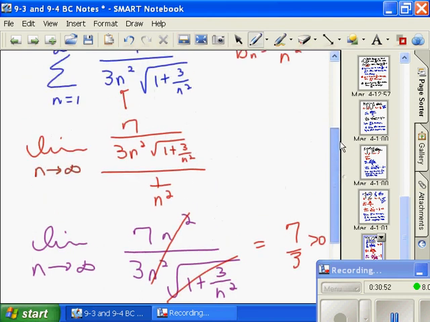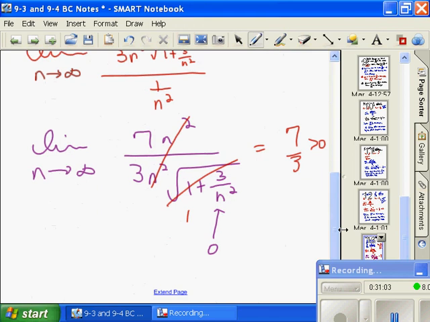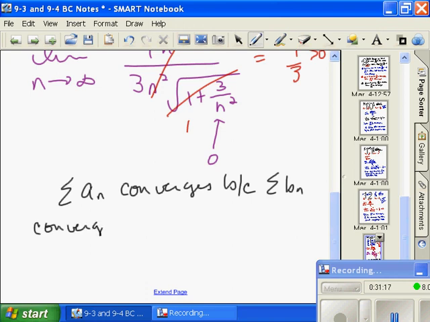Well, go back. What do we have? I forgot what we did. Oh, I have a p-series again, where p is greater than 1, so that's going to converge. So since I've got my limit to be greater than 0, the summation of a sub n converges because the summation of b sub n converges. And this would be by the limit comparison test.